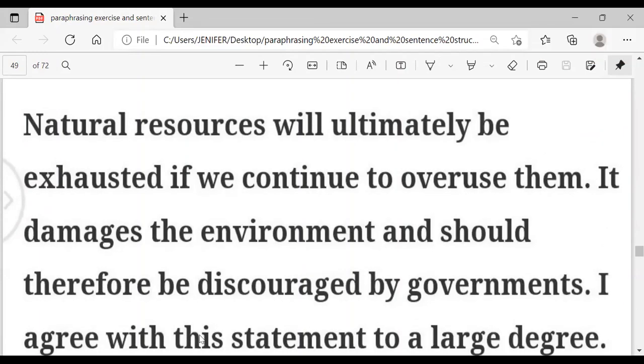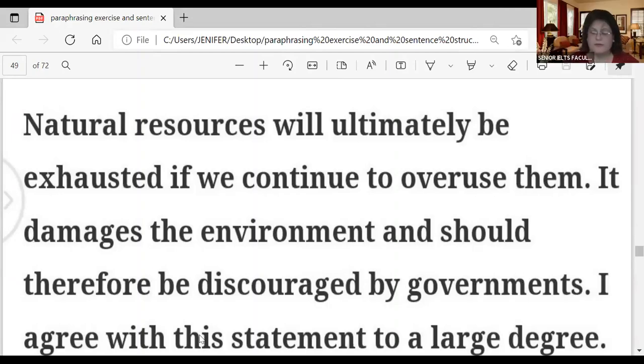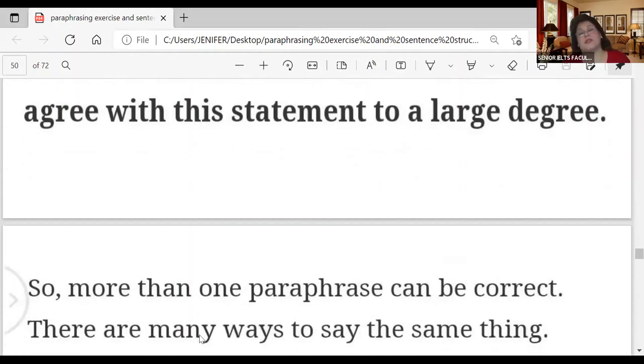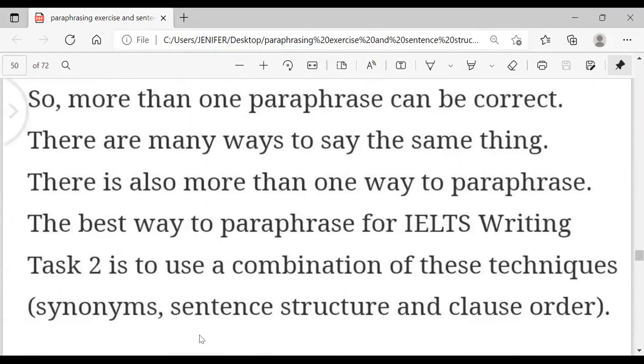Natural resources will ultimately be exhausted if we continue to overuse them. It damages the environment and should therefore be discouraged by government. I agree with this statement to a large degree. Very good. Lovely. Dekho, ye teen cheeze humne likhi hai in different way.